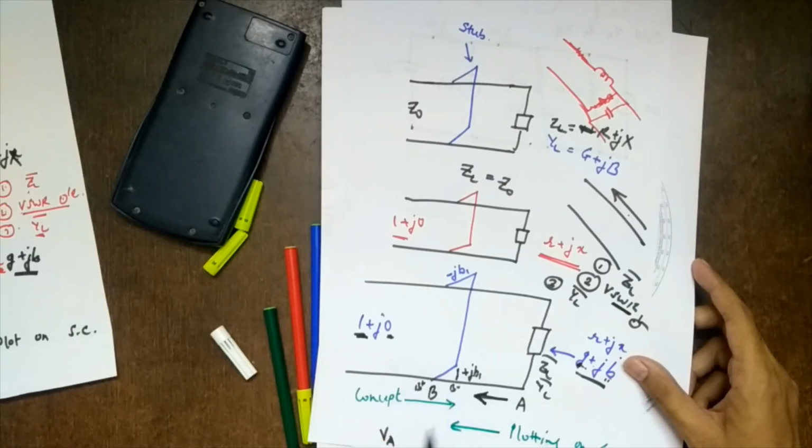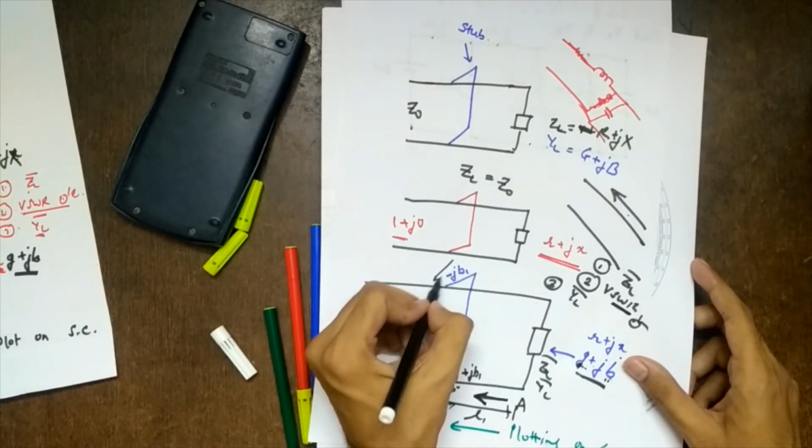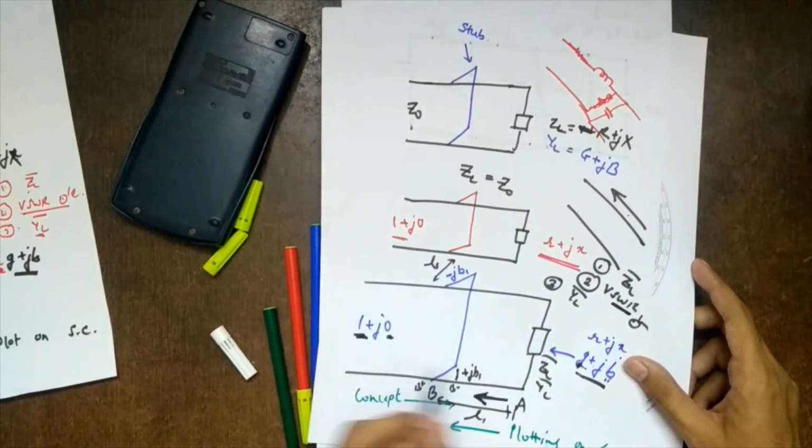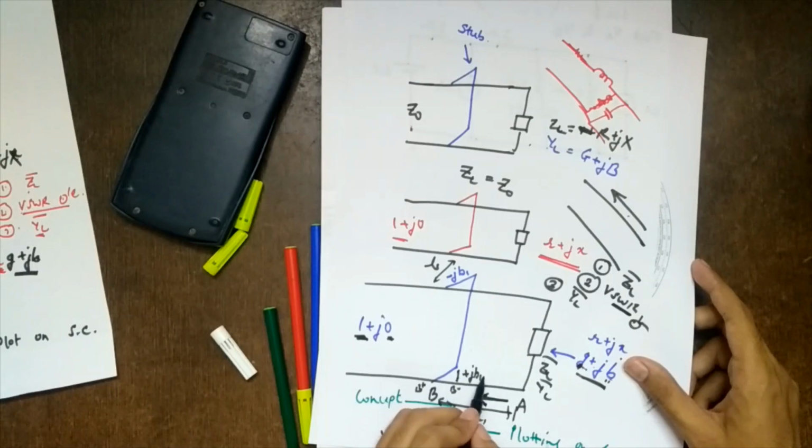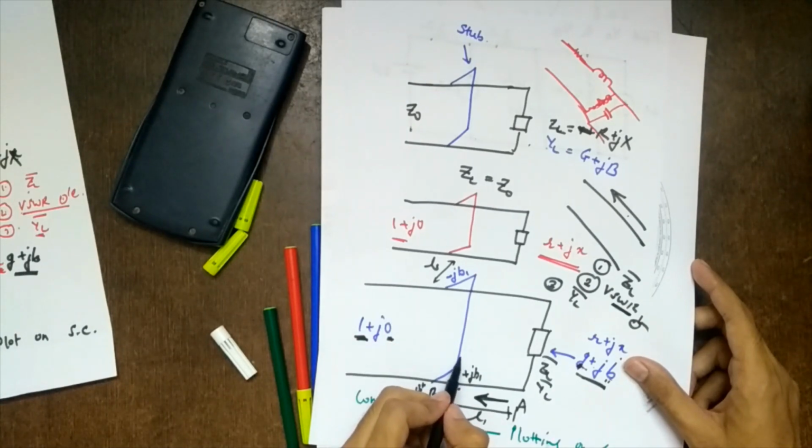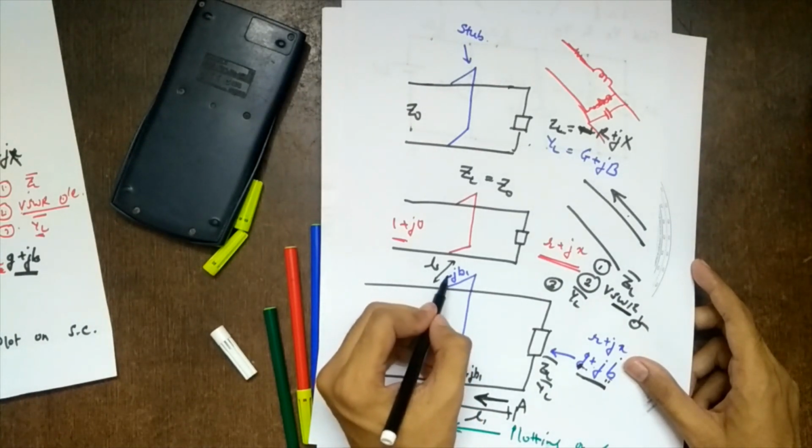So what have you encountered? 1 plus jB1. Right? And this length will be what? L1, the distance of the stub from the load. So you have to find L1. Then you have to find this LS, the length of the stub. So how to find the length of the stub? You have got 1 plus jB1. Then you have to introduce a stub in parallel. So what will be the reactance of the stub? It will just be negative.